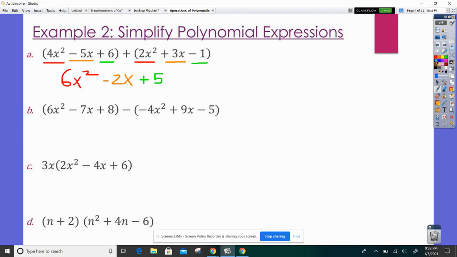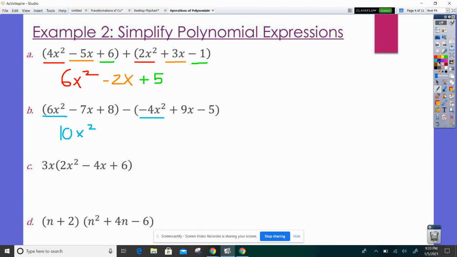Subtraction is very similar to that, but I have to pay attention to that negative sign. So again, I'm going to look for my like terms. 6x squared can be combined with -4x squared. But this is 6x squared minus negative 4x squared. And when you subtract the negative, it turns to a positive. So 6x squared plus 4x squared is going to give me a 10x squared.